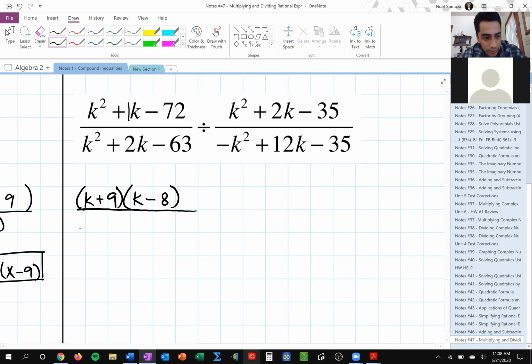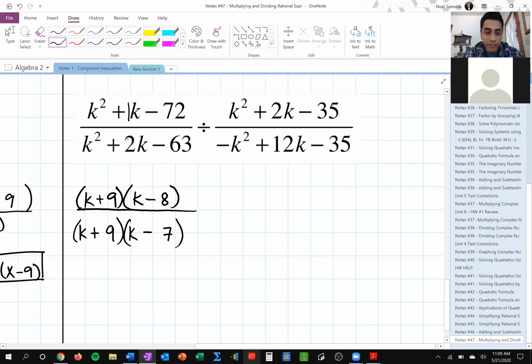All right, denominator now. I have k times k. Multiplies to be negative 63, but adds up to be a positive 2. Okay, so factors of 63, probably 9 and 7. It's adding up to be positive 2, so the larger factor is positive and the smaller factor is negative. So 9 times negative 7 would be negative 63, but 9 minus 7 is 2, right? So that makes sense.